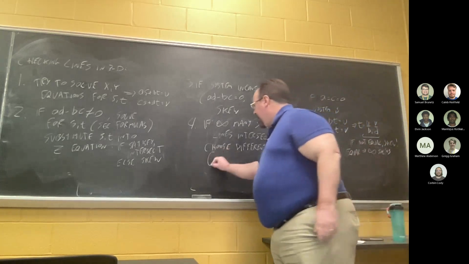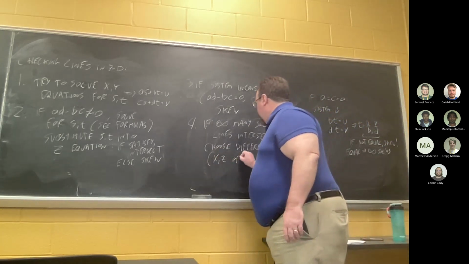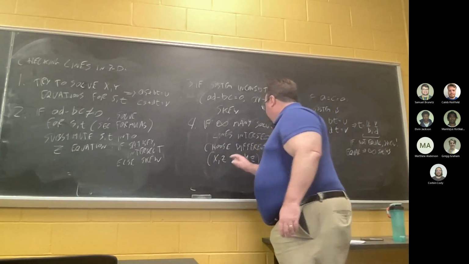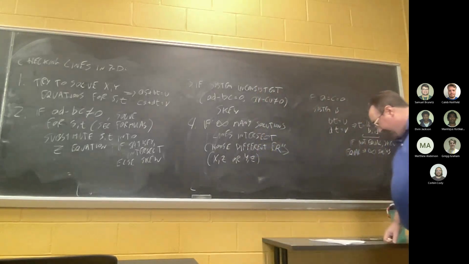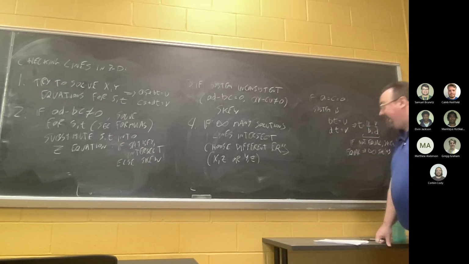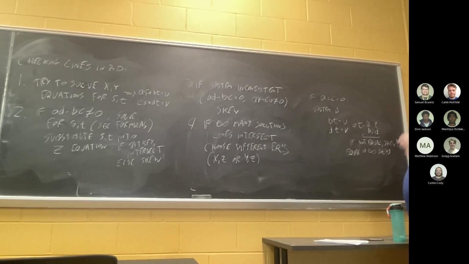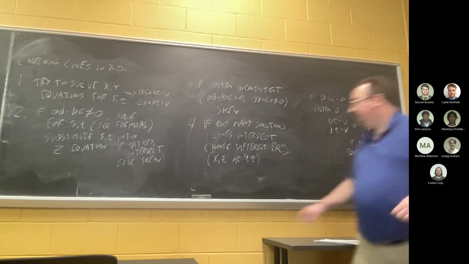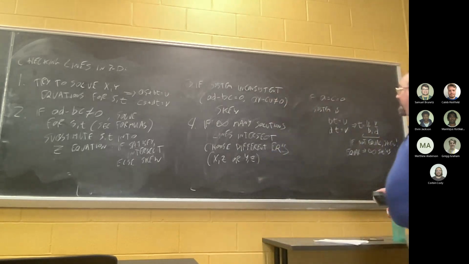Write down what I just said. So X and Z or Y and Z. So involve the Z equations. And then you'll be able to solve for S and T, and then you'll know that that's the intersection. Okay, so that's it. That's the process. Questions before I illustrate it?